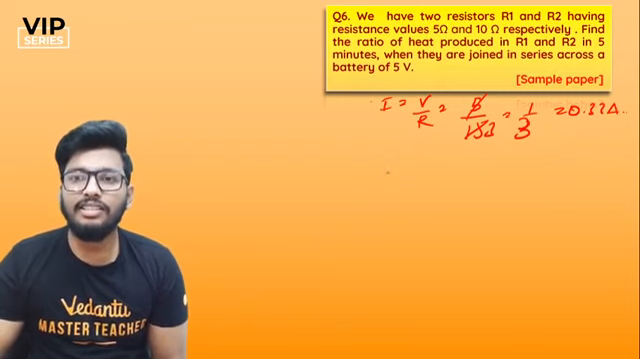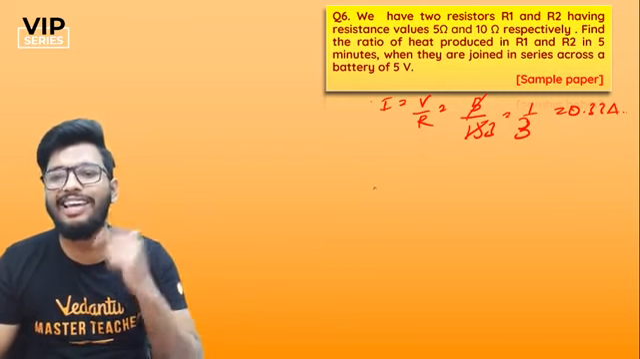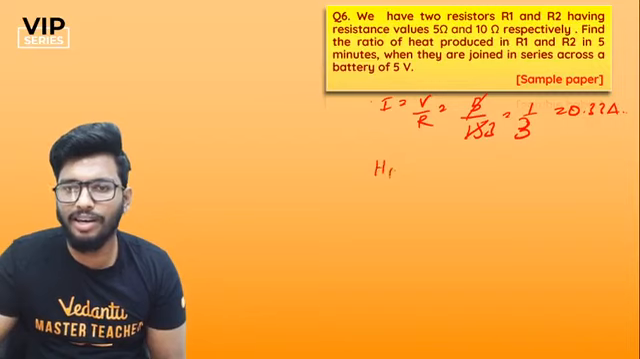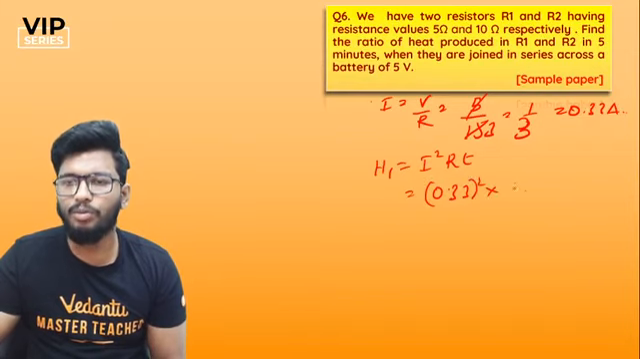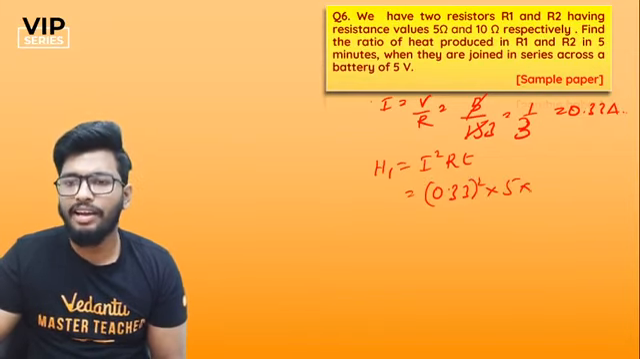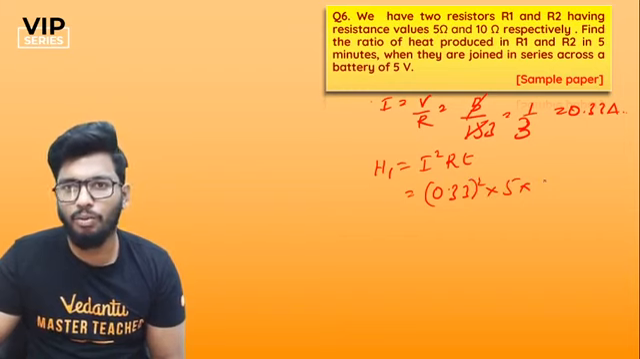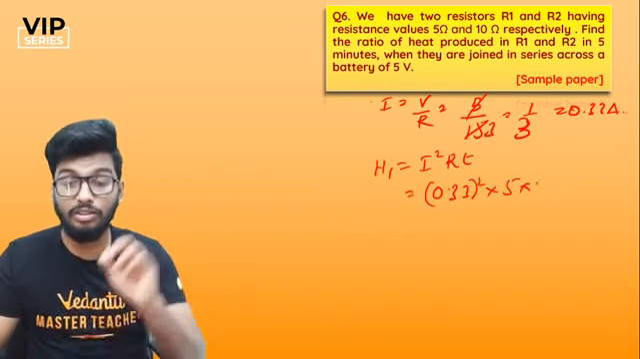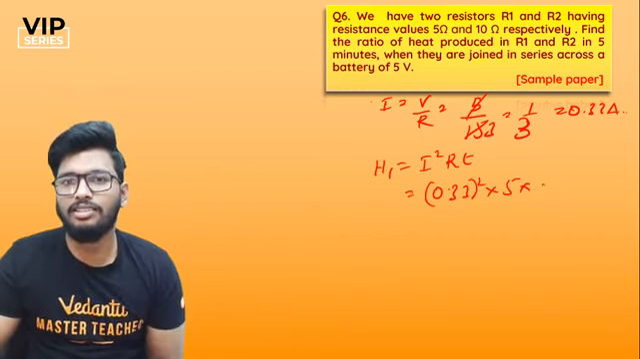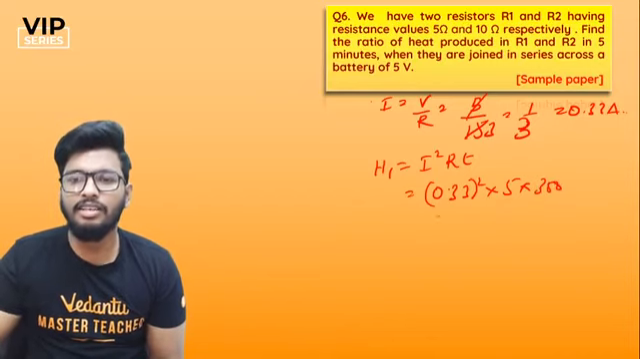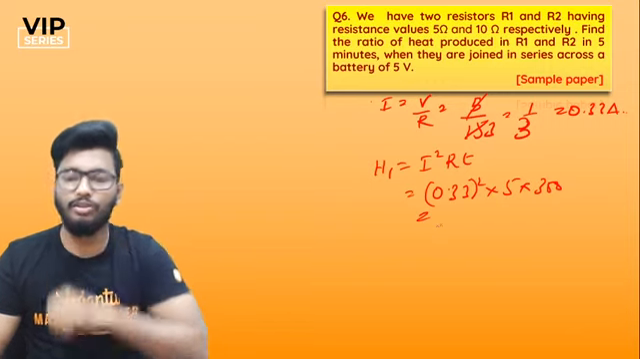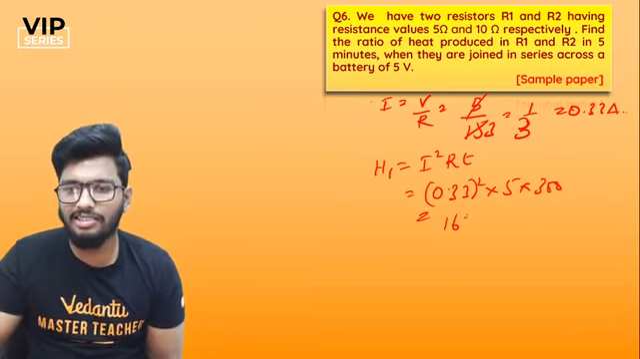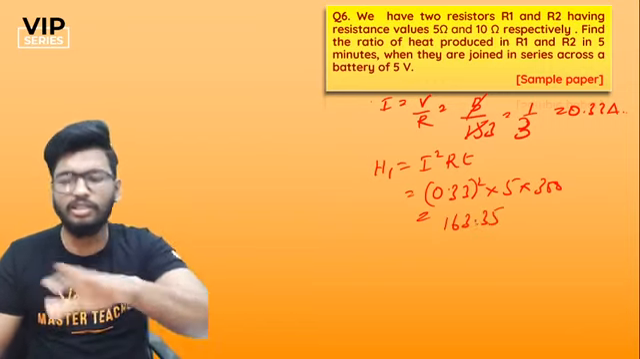Now, the question is, find the ratio of the heat produced. So H1 is equal to I squared RT. I squared is 0.33 squared, into R, which is 5, into time taken. We'll take 5 minutes, converted to seconds: 5 into 60 is 300 seconds. If you calculate 0.33 into 0.33 into 5 into 300, you get around 163.35.